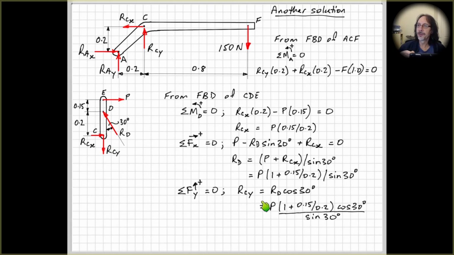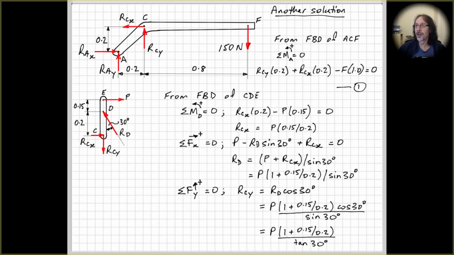Substituting again, I've substituted from here into this equation. So we can see this P outside 1 over P outside of 1 plus 0.15 over 0.2, etc. So this is now in here. I know that sine 30 over cos 30 is tan theta, so that's where that's come from.